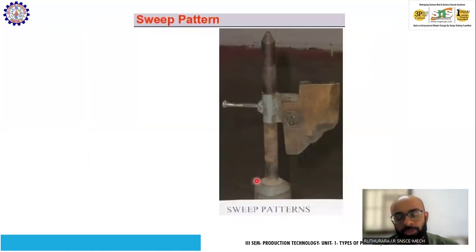The next type of pattern you will see is a sweep pattern. Imagine you are making a cylinder. You have to make a cylinder block as a pattern, right? Instead of making a cylinder block, you can make just a plate like this. When it is rotated, you get the cylinder automatically. So this reduces the pattern cost considerably. These are some of the advanced patterns. Of whatever patterns we discussed, predominantly we'll be using the split piece pattern and the single piece pattern. Based on special application, you can go for the gated pattern or sweep pattern.